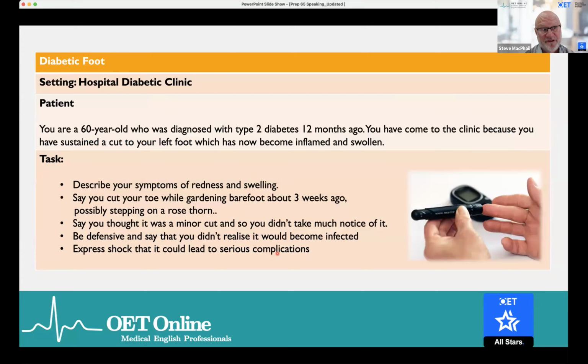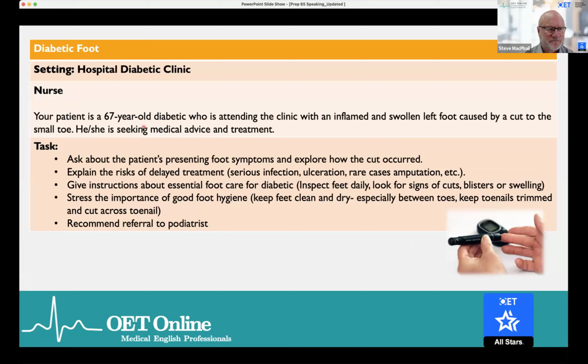And you don't know what that script is, and some sections of that script will be unexpected. There's like an information gap. What OET wants you to do is respond in a natural way to what the patient says. So you really got to be listening and responding. Your card has the same background. You've got this patient with the inflamed and swollen foot, and the patient is seeking medical advice.